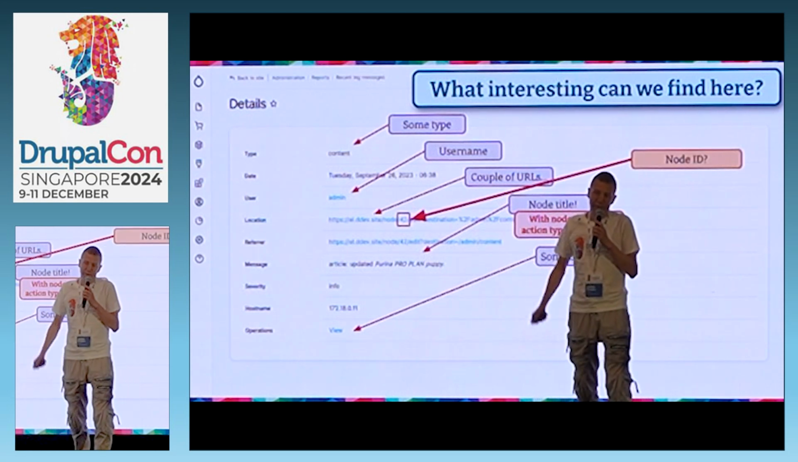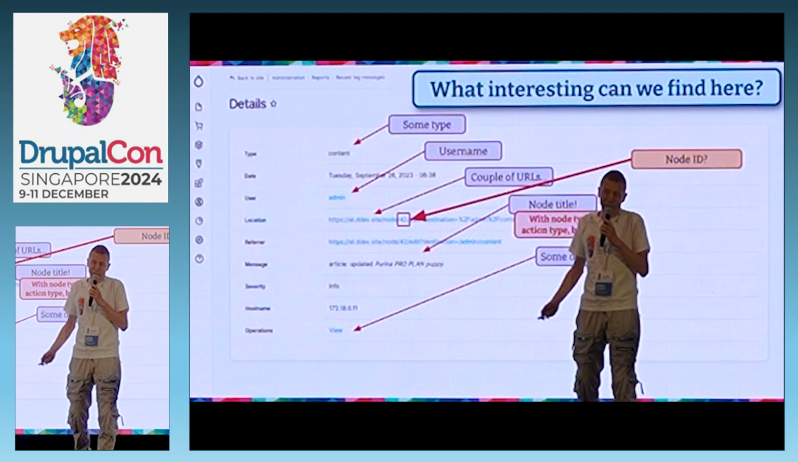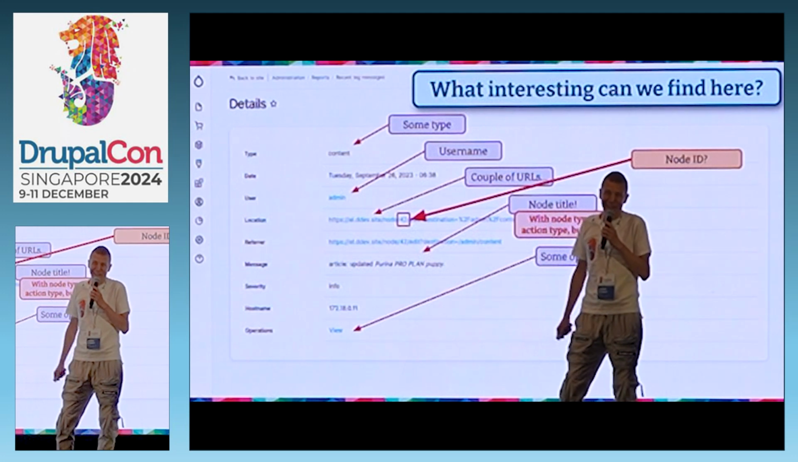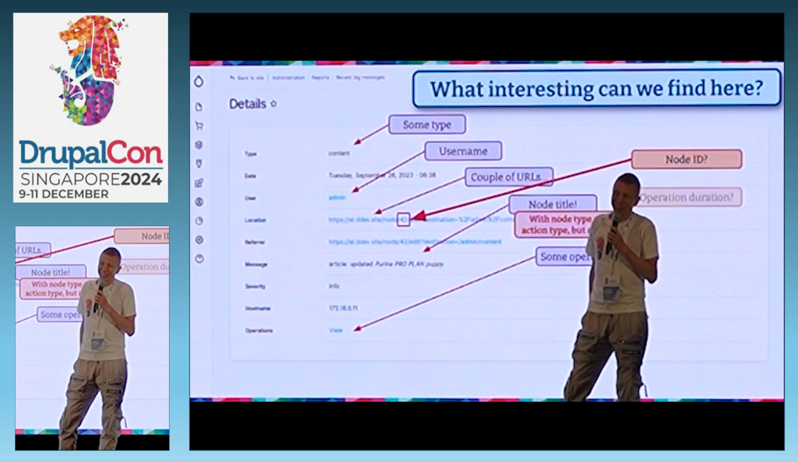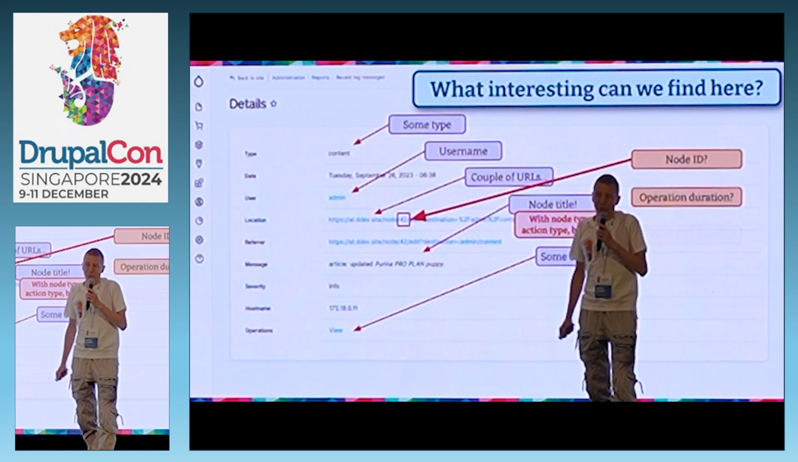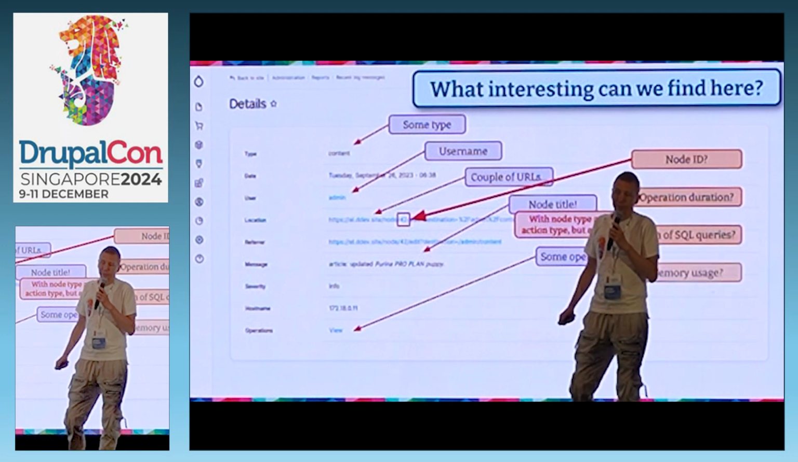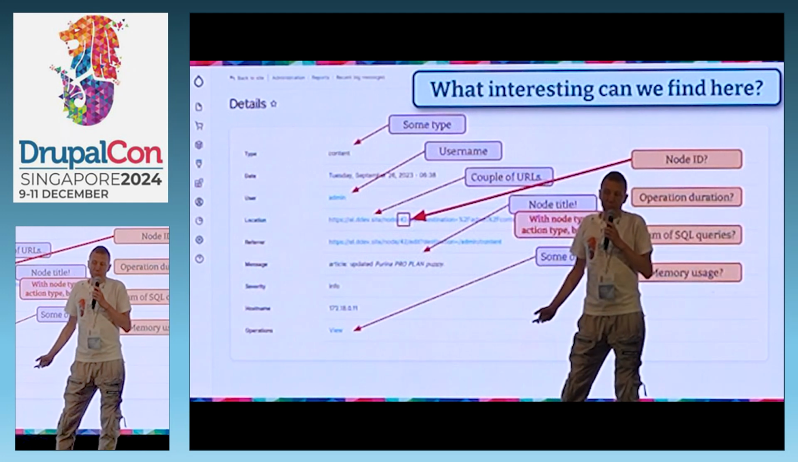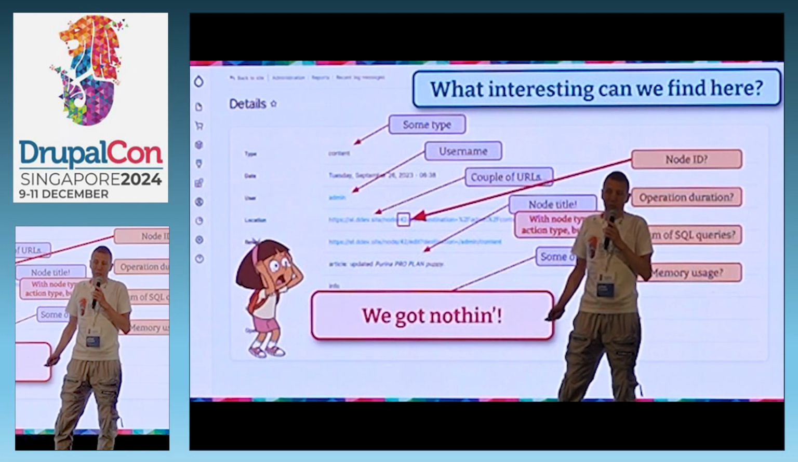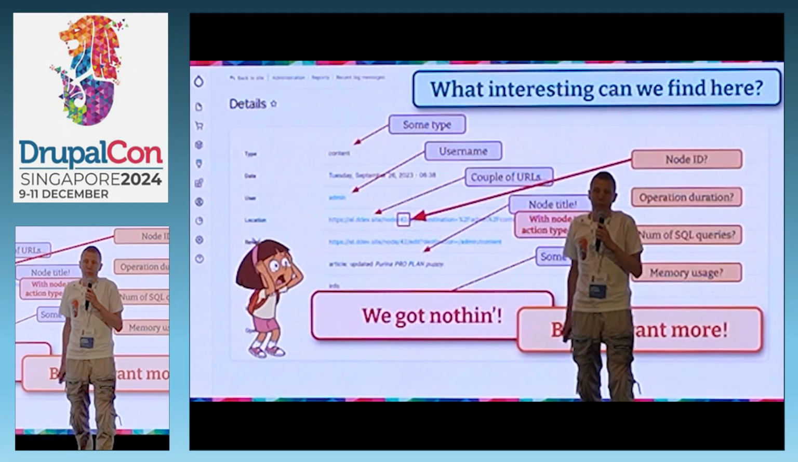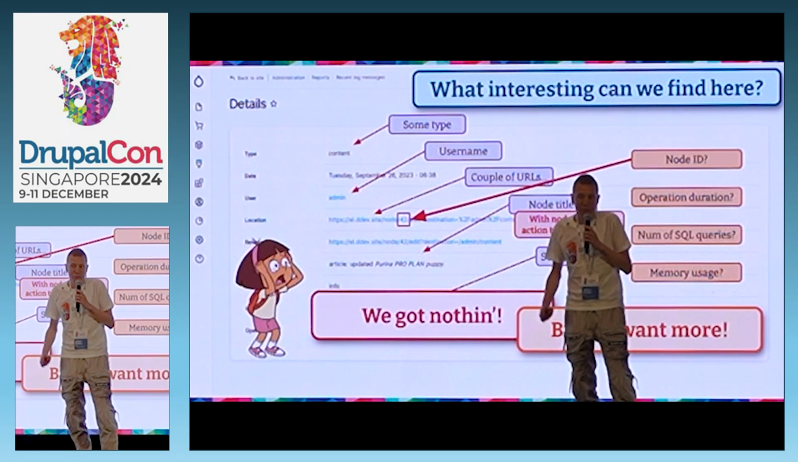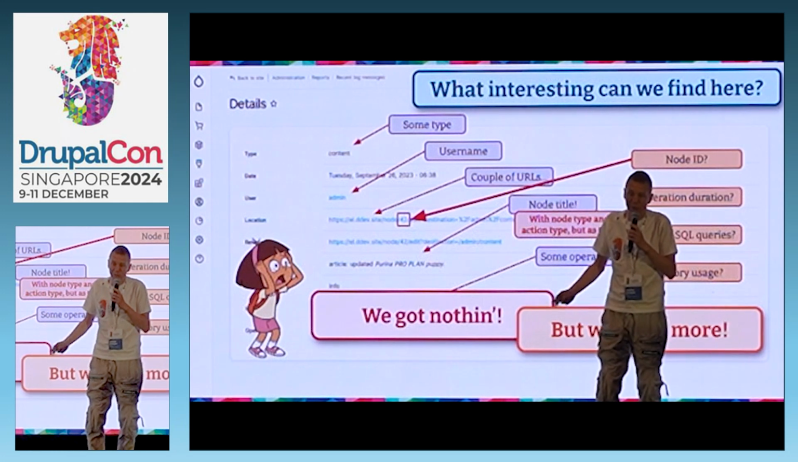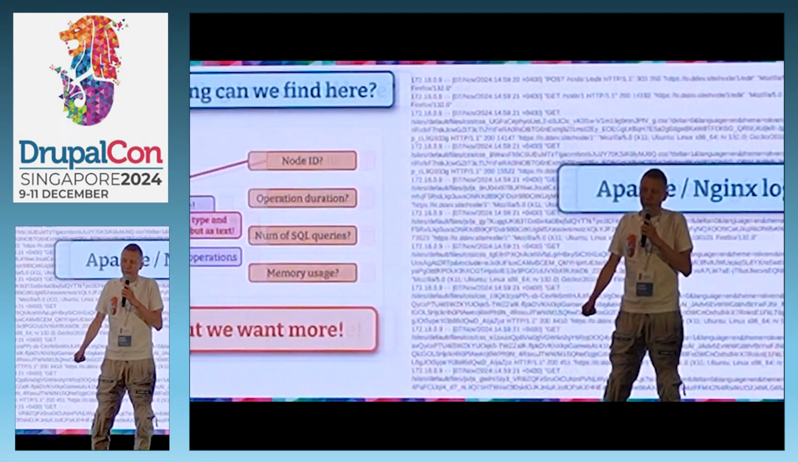Oh, actually it's here. We can just use a regular expression magic and extract it from the URL, right? Very convenient. What about operation duration, number of SQL queries, memory usage? And we have no information, but actually we want more information from logs, right? To understand what's happening and how to fix the problem.